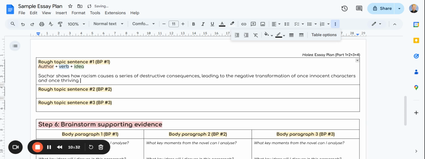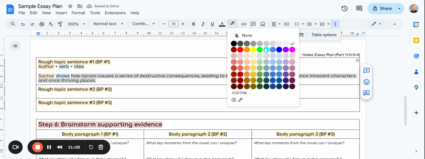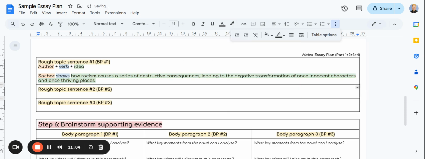And once thriving places as well. Because when Sam is murdered because of the racist townspeople, Green Lake is cursed for 110 years and there's the drought, and it destroys a once thriving community. So again, just notice the structure here. When you write your rough topic sentences, you always start with the author, Lewis Sacca. Then you want to use a verb, like shows. And then you want to list your idea.